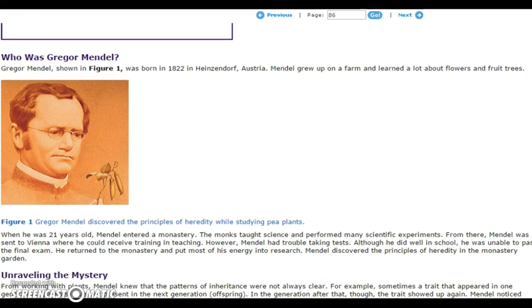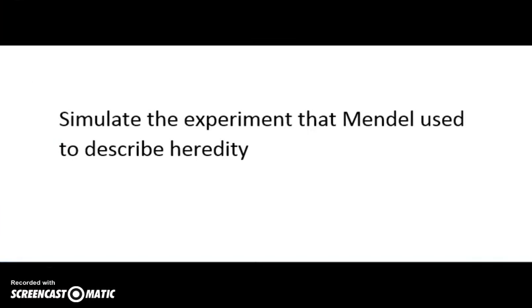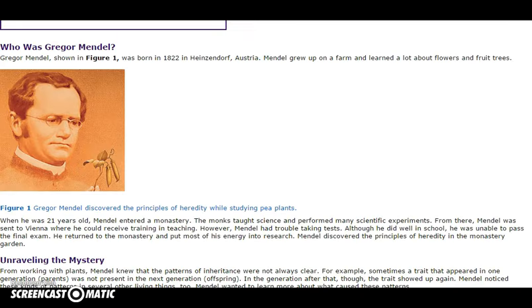Now that we understand the difference between heredity and traits, we can begin to look at the process that Gregor Mendel used to discover the principles of this concept. Objective 2. Simulate the experiment that Mendel used to describe heredity.